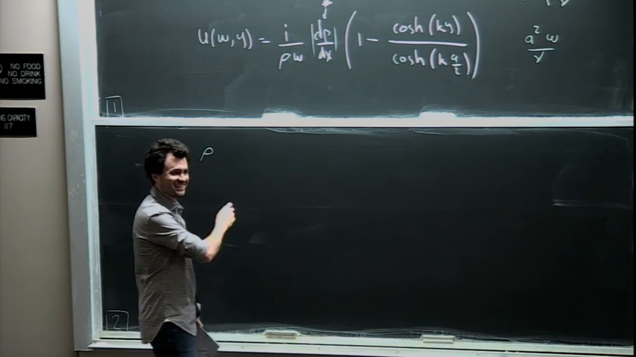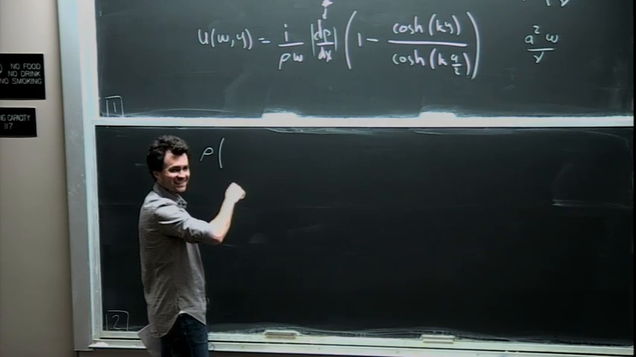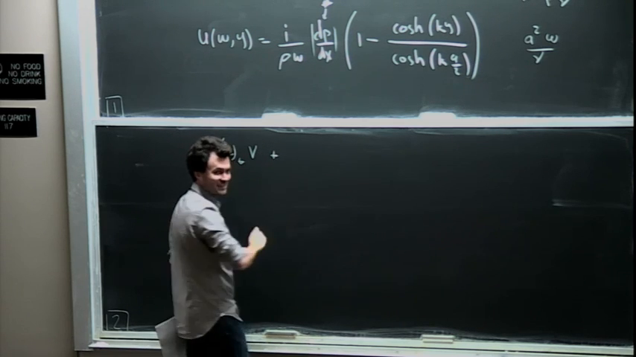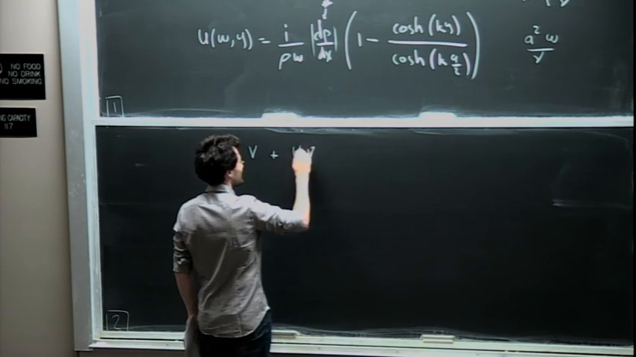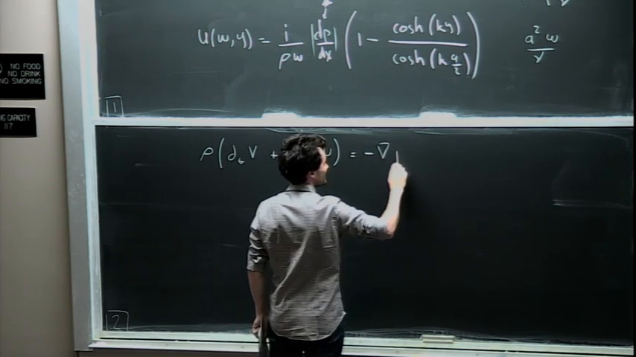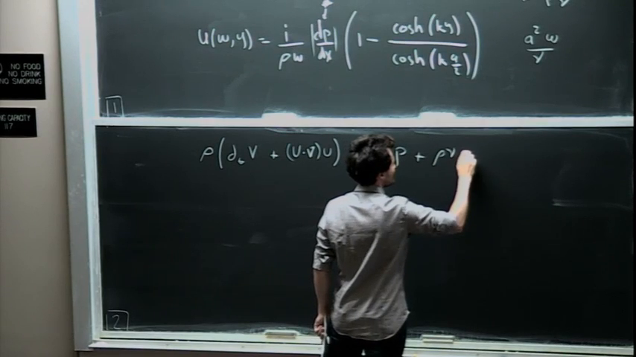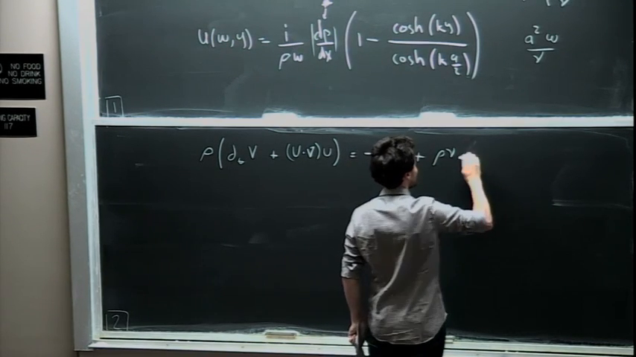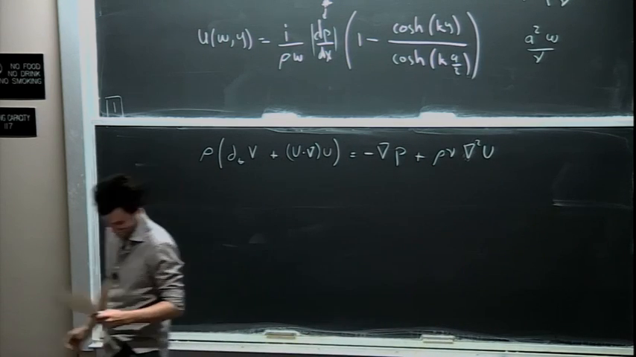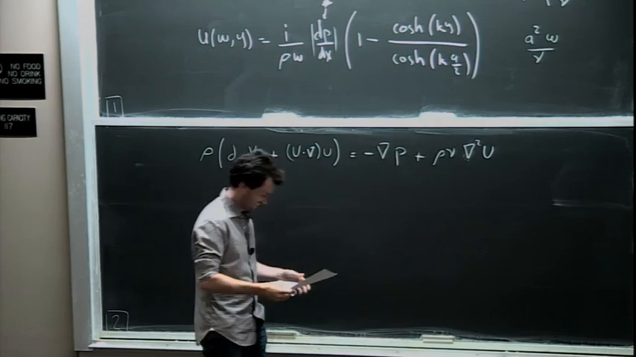Help. I have rho dt of v plus u dot grad u, okay, is minus... yes, that's my point. Okay. You might as well get used to it day one.